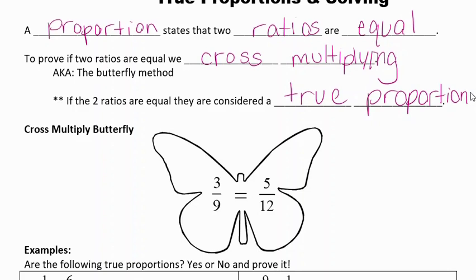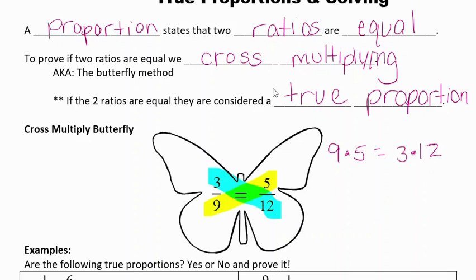So if we look at our cross multiply butterfly down below, we are going to cross multiply the two fractions that are there to determine if we get the same number. You can use your pencil, you can use highlighters if you want to. I'm going to use a highlighter. So I'm going to multiply 9 times 5. I'm going to write it out, 9 times 5. And if I multiply 9 times 5, it should be the same as if I multiply 3 times 12. So 9 times 5 should be equivalent to 3 times 12 if this is a true proportion.